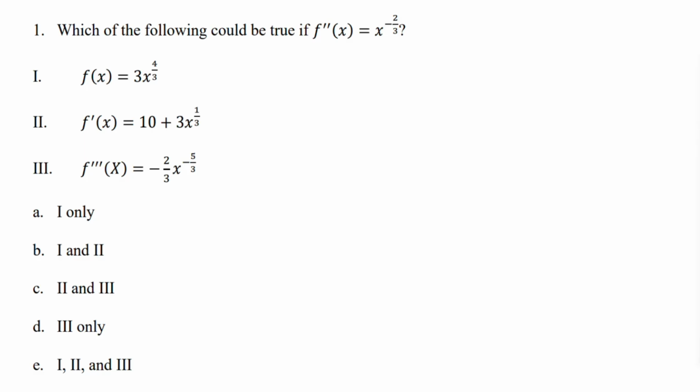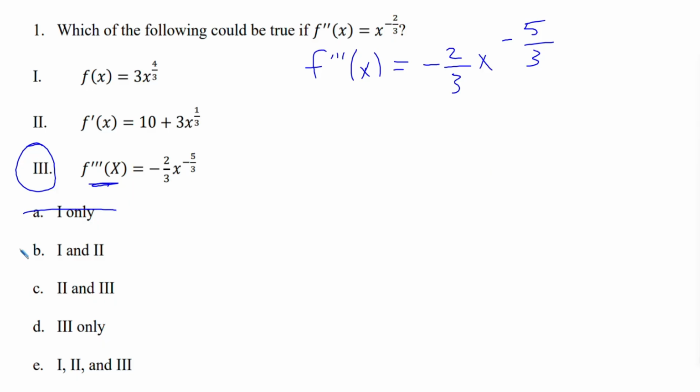So the first thing I would do is just take the derivative, because I see I have an option here, option 3 is the third derivative. So if I take the derivative of f double prime of x, then f triple prime of x ought to be negative 2/3 x to the negative 5/3, which is exactly what this says. So we know that 3 is true, which means we can immediately eliminate options A and B.